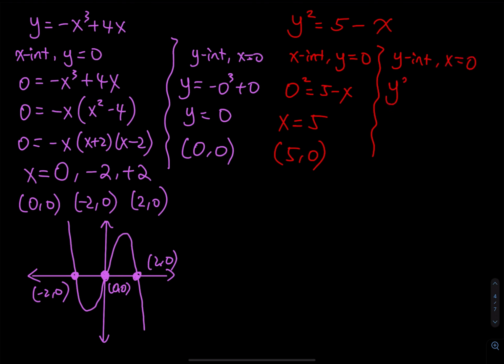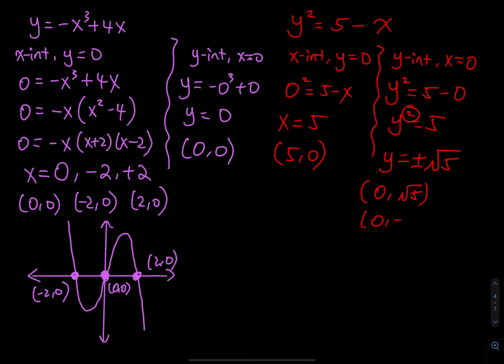So we have y squared equals 5 minus 0. Then y squared equals 5. This is a square, right? And then y equals plus or minus the square root of 5. When do we use the plus or minus? When the degree is even: second power, fourth power, 6, 8, 10 and so on. When the power is even, you have to use a plus or minus. So therefore, we have 2 y-intercepts: one at (0, √5), and one at (0, -√5).